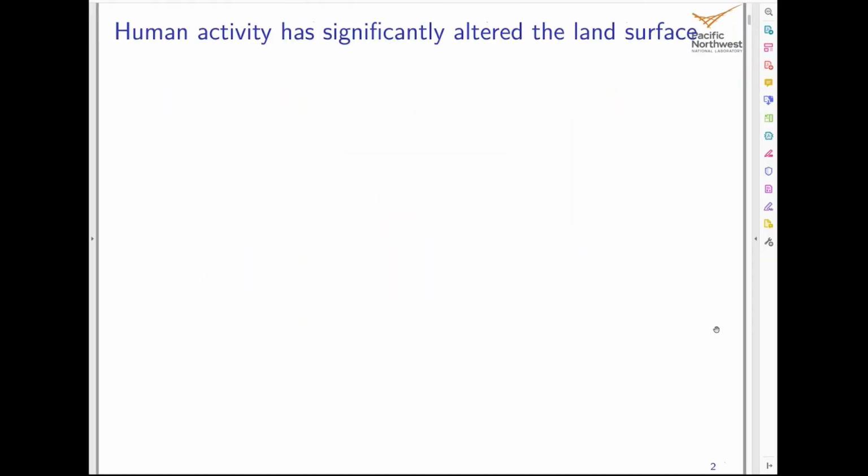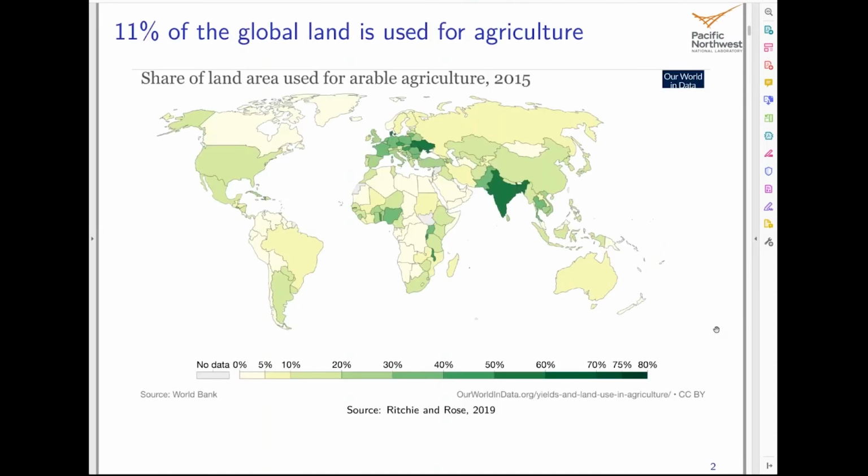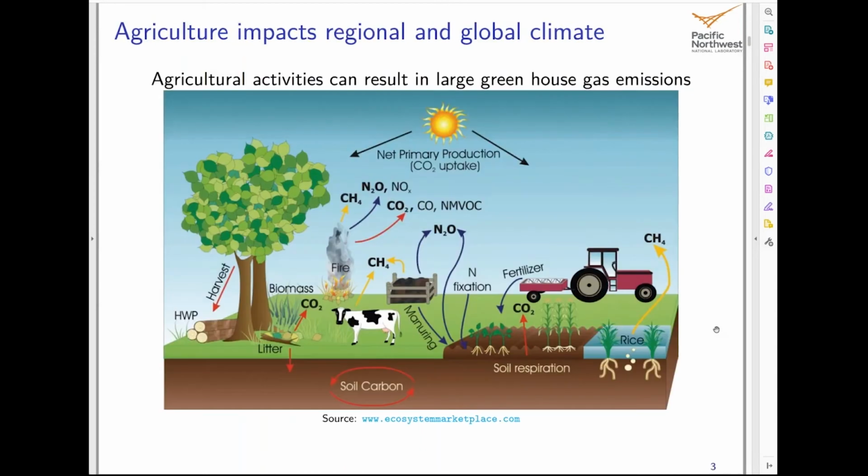Over the past several decades, human activity has significantly altered the land surface. Large demand for food production has resulted in almost 11% of our global land being used for agricultural production. And agriculture itself can alter the regional as well as global climate. The reason is that agriculture has a lot of biogeochemical and biophysical impacts on the climate.